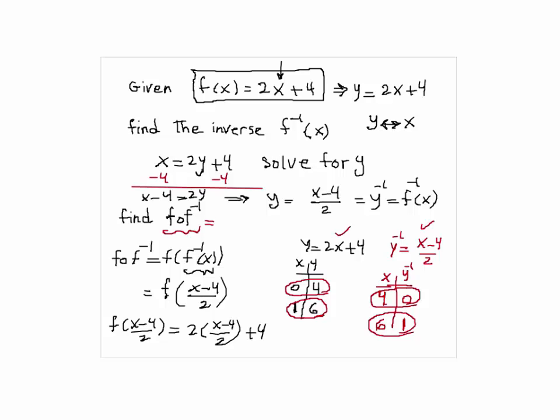You're substituting for each x here, x minus 4 over 2, plus 4. So if I reduce this, what do I get? If I reduce them, the 2 cancels each other out. This 2 and this 2 turn to 1. So you would get x minus 4 plus 4, which is equal to x.